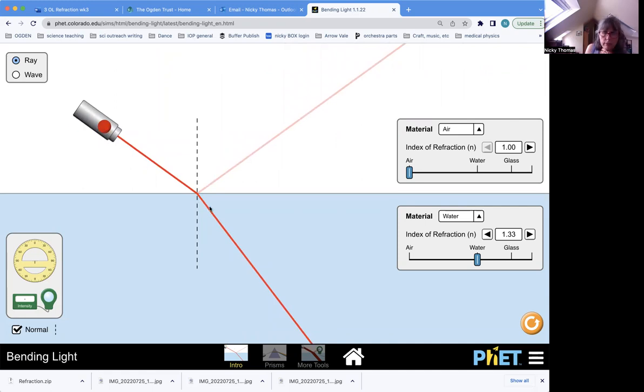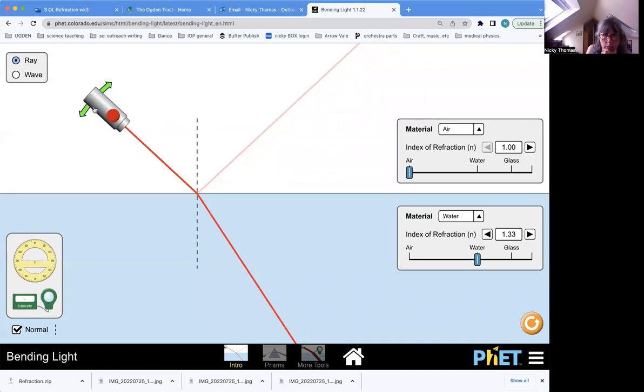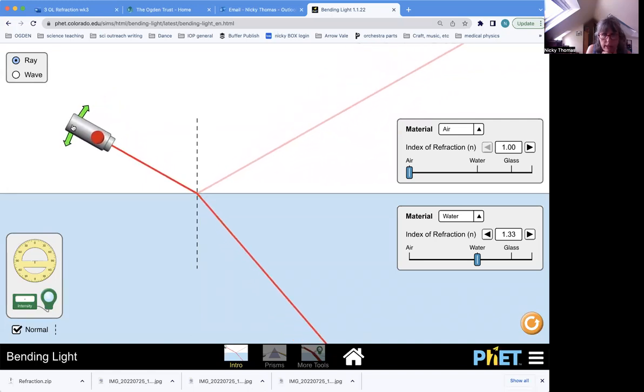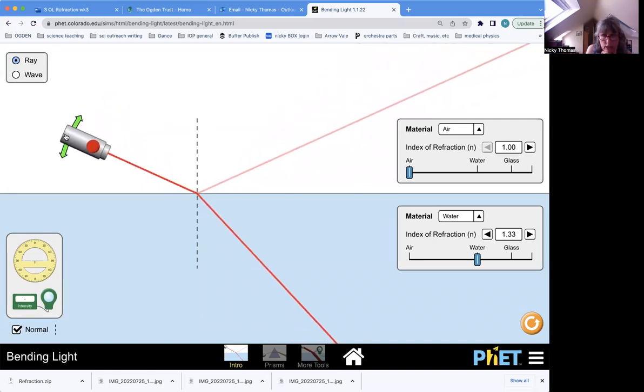And I can see my refracted ray, which is inside the water. In this case, it tells me the name of the material is water. As I increase my angle of incidence, my angle of refraction increases, but my angle of refraction here is always smaller than my angle of incidence.